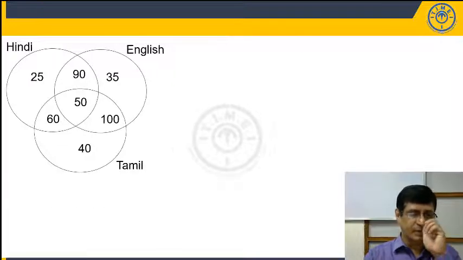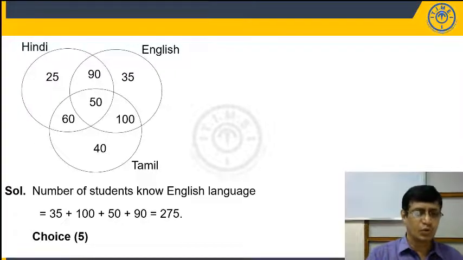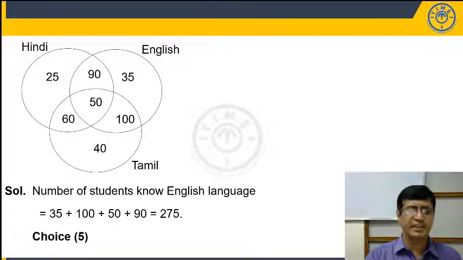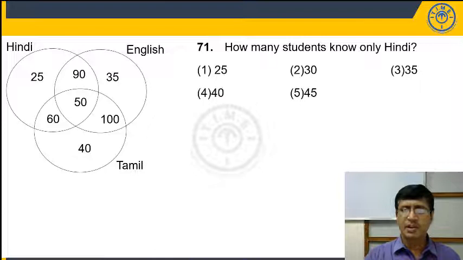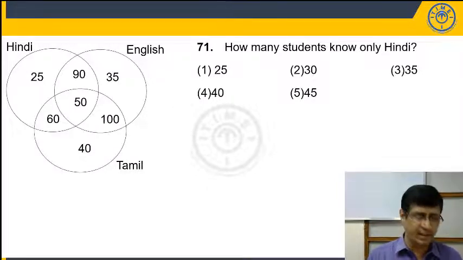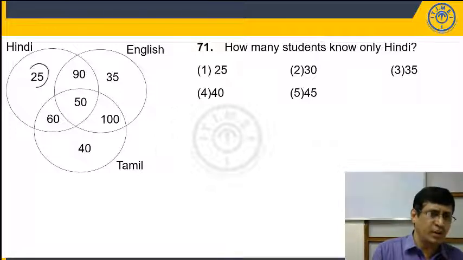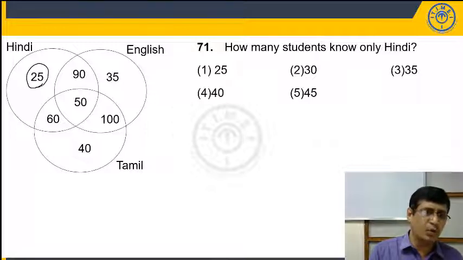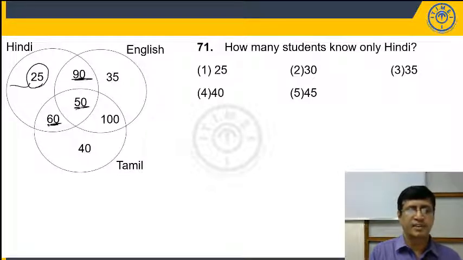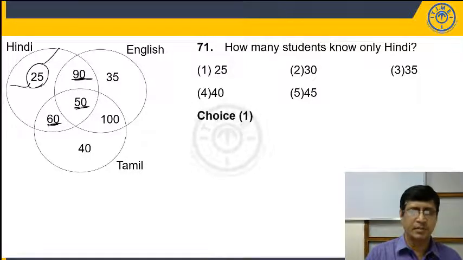Now look at the next example. 35 plus 100 plus 50 plus 90, that is 275. The next example on your screen: how many students know only Hindi? Hindi means this entire part. Only Hindi means this. Hindi and Tamil means this is the Hindi and Tamil. This is Hindi and English, and all the three. So only Hindi, that is 25. Option number 1.